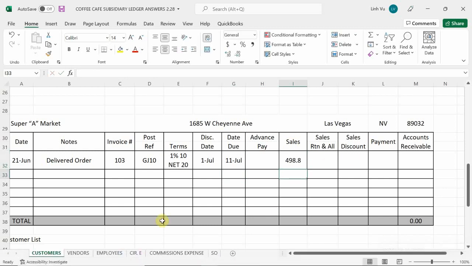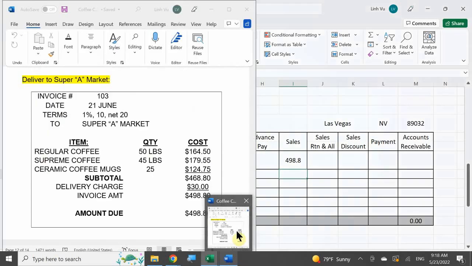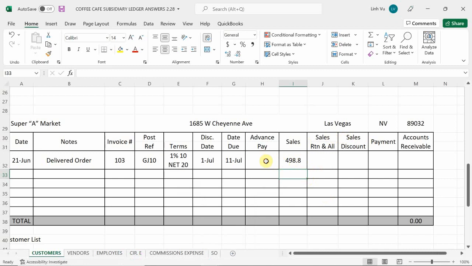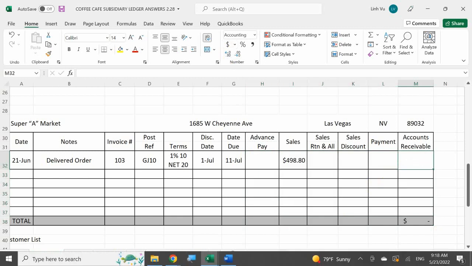$498.80 is what we sold to them. So if you did your formula correctly, it should show that you have a total accounts receivable of $498.80. This is going to be sales minus any advance payments, minus returns, minus any discounts, minus any payments. So $498.80 is what they owe me.